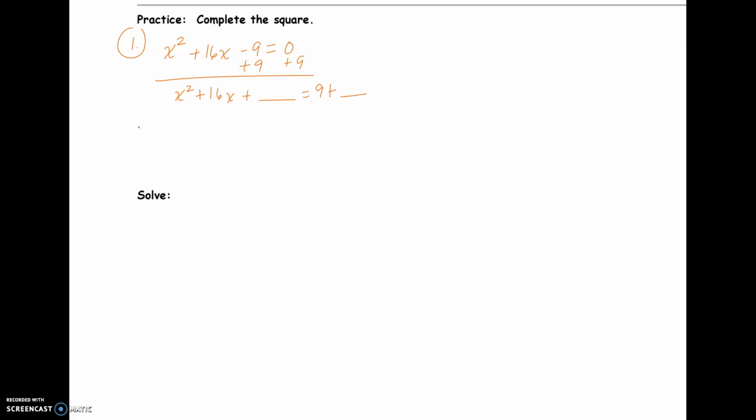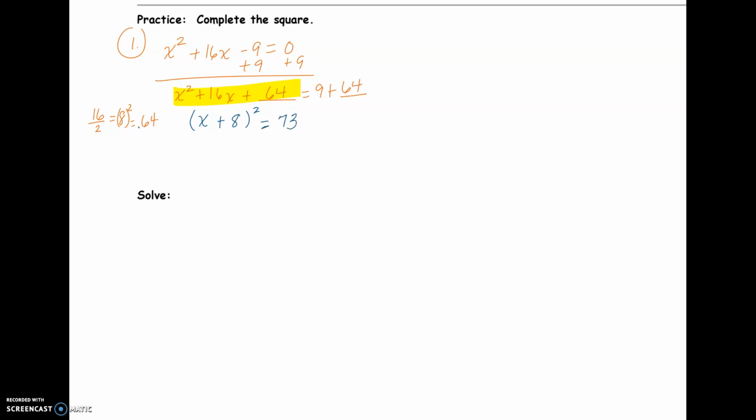Now it says find 1/2 of b. b is what's in front of the linear term. That's 16. Half of 16 is 8. And then you square it for step 3. When you square 8, you get 64. Step 4 says add that to both sides. That's what you're filling in. Okay? When I fill this in, I have created a perfect square trinomial. The square root of x squared is x. The square root of 64 is 8. If I take and double that, I get 16. That's what you want. You want to create a perfect square trinomial. Equals 9 plus 64 equals 73.